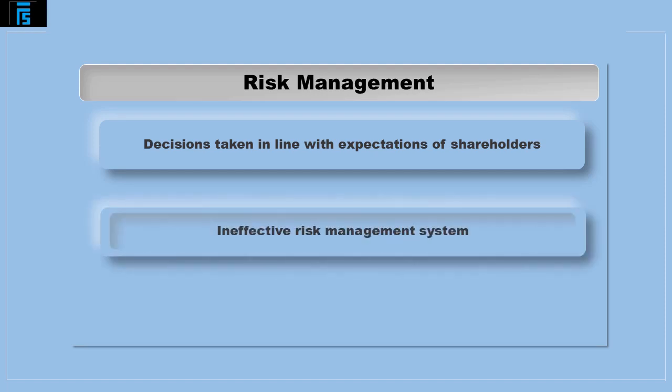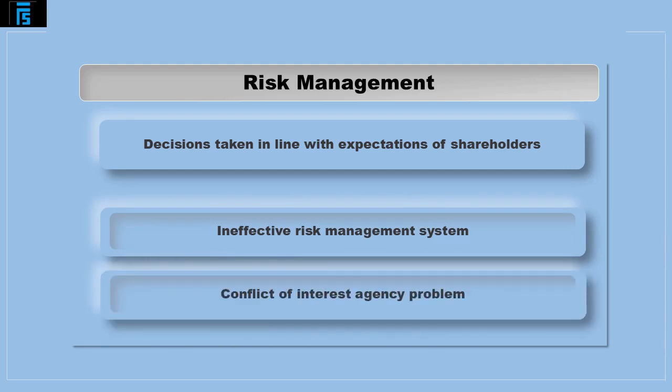Without an effective risk management system, management could be tempted to take decisions which maximize their own value rather than shareholder value. From this perspective, an organization's attitude to risk, commonly referred to as risk tolerance or risk appetite, is the instrument which provides the relevant linkage between the investment decisions of management and the requirements of shareholders.